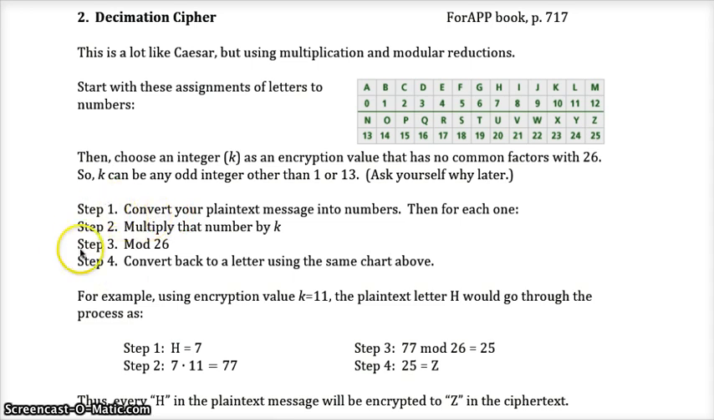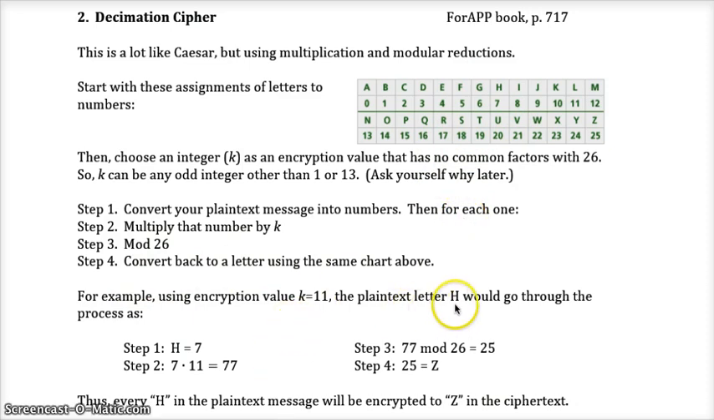Okay, so again, first thing you do is convert. I have a lot of these now, these more complicated ones, written out in step numbers for you. Convert your plain text message into numbers. Then for each number, multiply the number by k, reduce it mod 26, and convert that back to a letter using this chart. This chart I'll print for you on quizzes and tests. You don't have to memorize it or write it down yourself because that's kind of a waste of time.